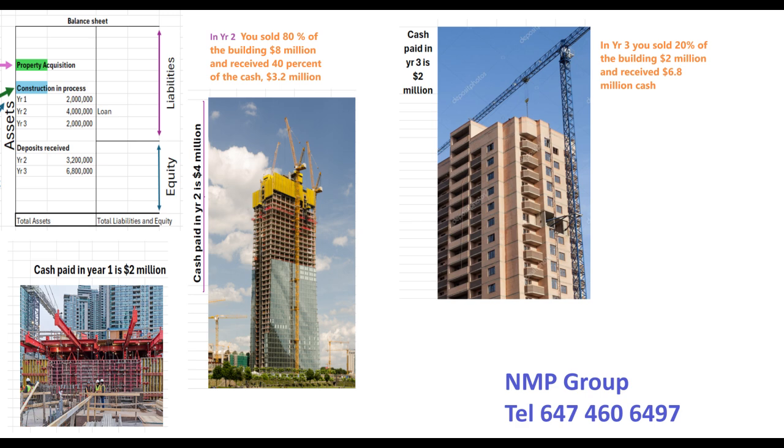In year 2 you finish building up to the 8th floor. You spend another 4 million. You sold 80% of the building for 8 million and received 40% of the cash, 3.2 million.